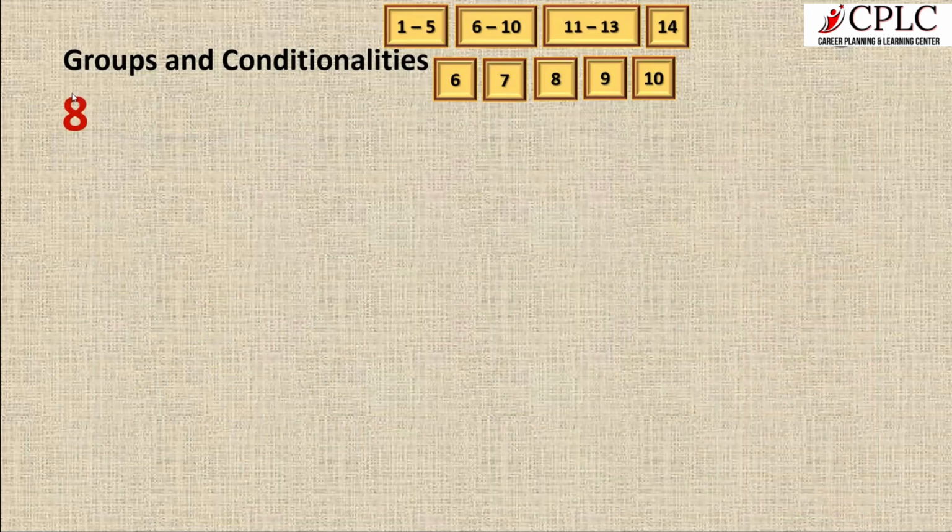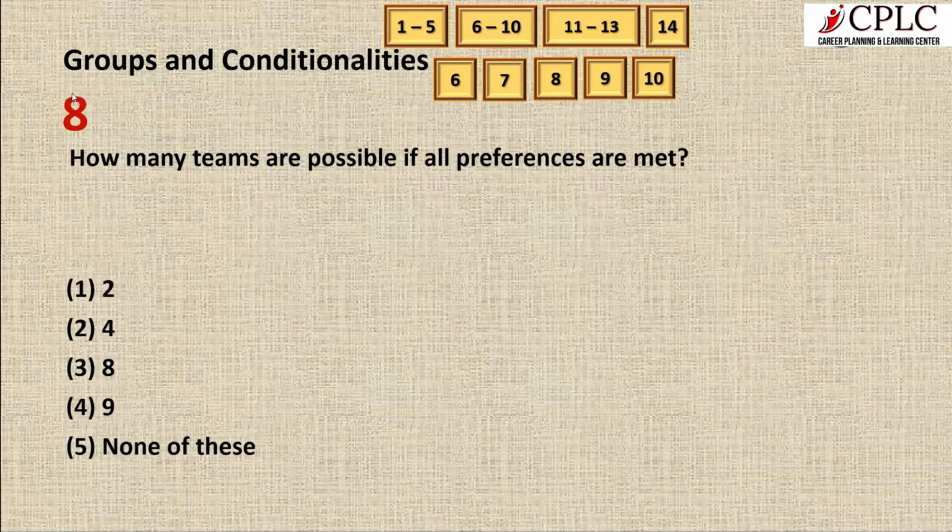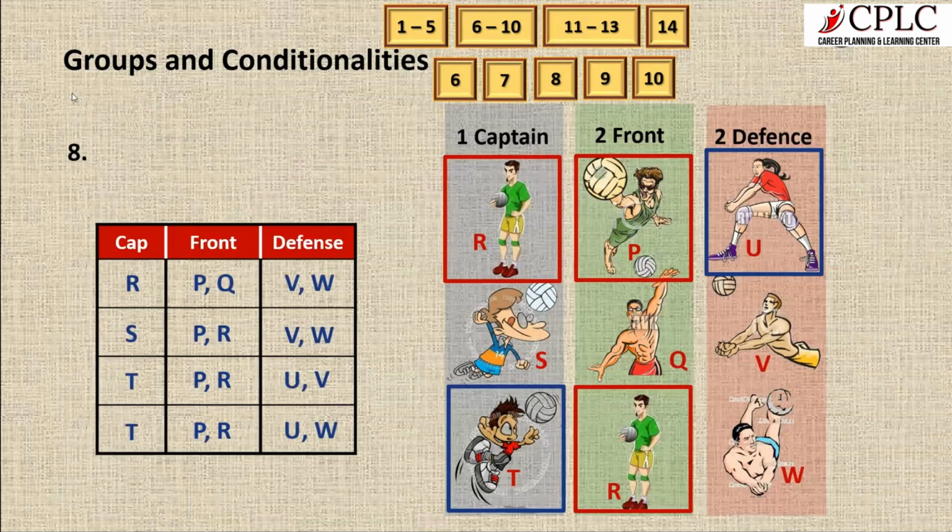Moving to the next question, how many teams are possible if all the preferences are met? We have already found this answer. If all the preferences are met, that means if we have to follow all the conditions, we can form 4 teams.